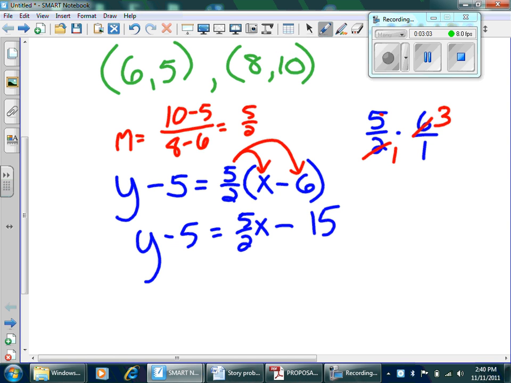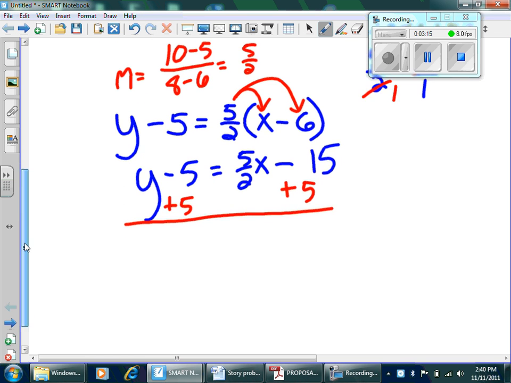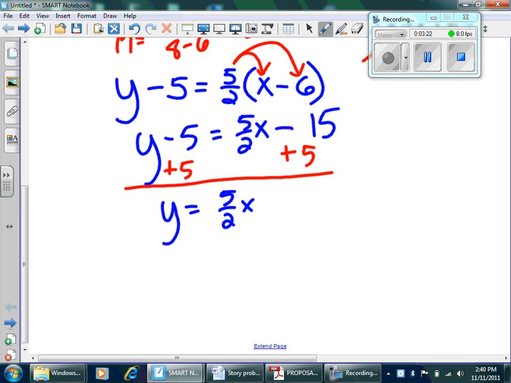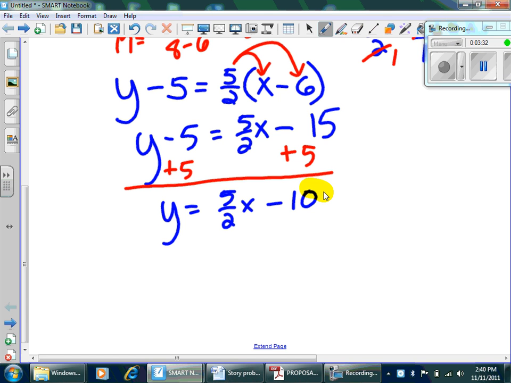Now, I'm not quite in slope-intercept form yet because my y is not alone. So I have another step to do here. I will add 5 to both sides. And consequently, I will get the equation y equals 5 over 2x minus 10. And there's my equation. And look at this. What did I just find? Kind of accidentally on purpose. Right there, I found my y-intercept. Yes, I did.